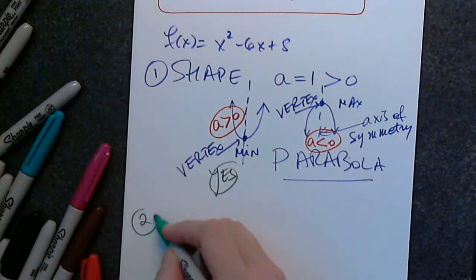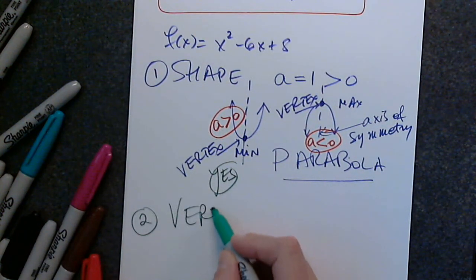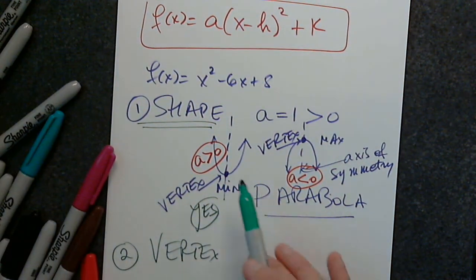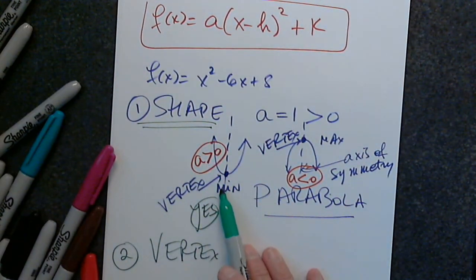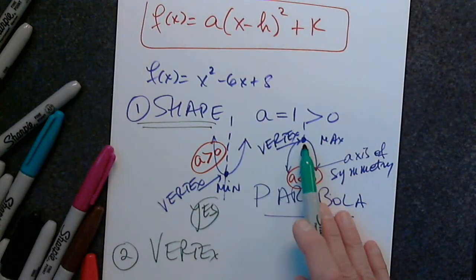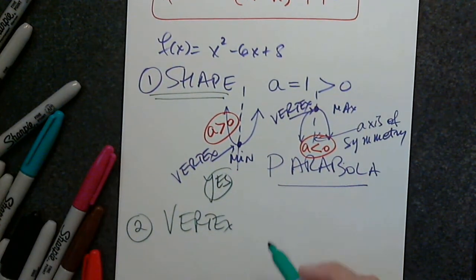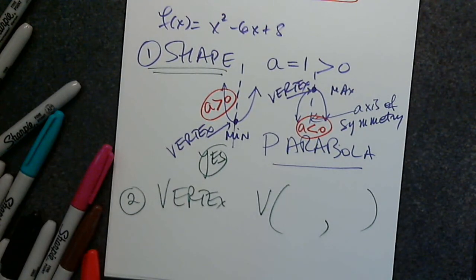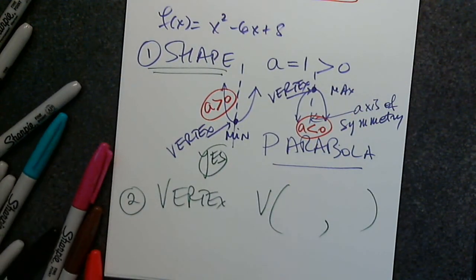In number 2, we want to find the vertex. So in number 1, we identify the shape, whether it's opening upward and has a minimum or opening downward and has a maximum. Next we have to find the vertex. And here are the coordinates of the vertex.